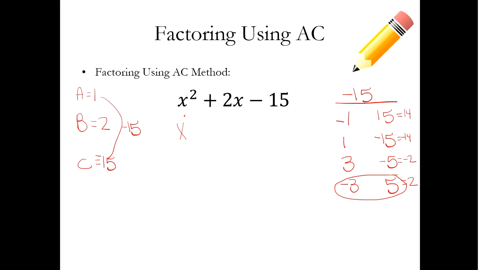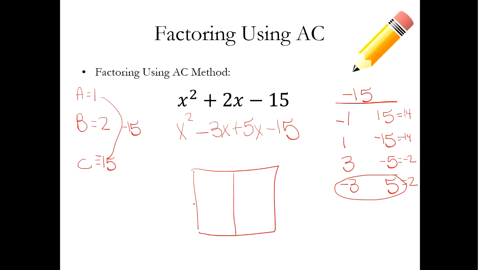So let's go ahead and rewrite x plus, whoops, I forgot the minus sign. Almost wrote a plus. That's x squared minus 3x plus 5x minus 15. There we go. Expanded my middle term because negative 3x plus 5x is 2x. Let's go ahead and put my new polynomial, 4-termed polynomial, into the box.